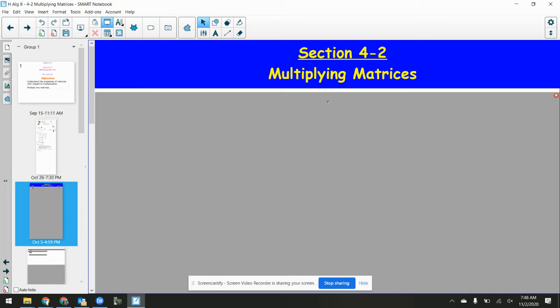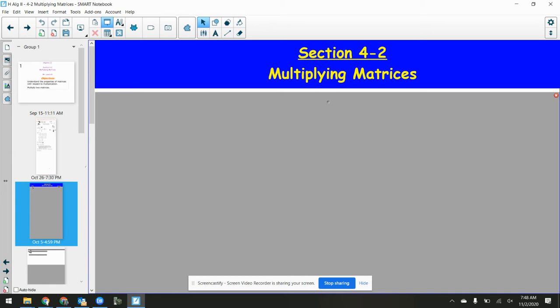On Friday we learned what a matrix was. We learned how to add, how to subtract, how to scalar multiply, but we didn't learn yet how we multiply two matrices together. Okay, that's what we're going to be looking at today. How do we multiply two matrices together?